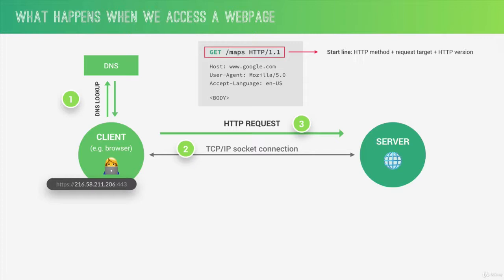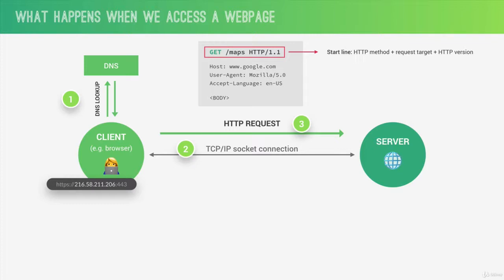Remember that? So we had /maps in our URL, and now it's sent as the target in the HTTP request, so that the server can then figure out what to do with it. And if this is empty, so if it was just a slash basically, then we would be accessing the website's root, which would be just google.com in this example.